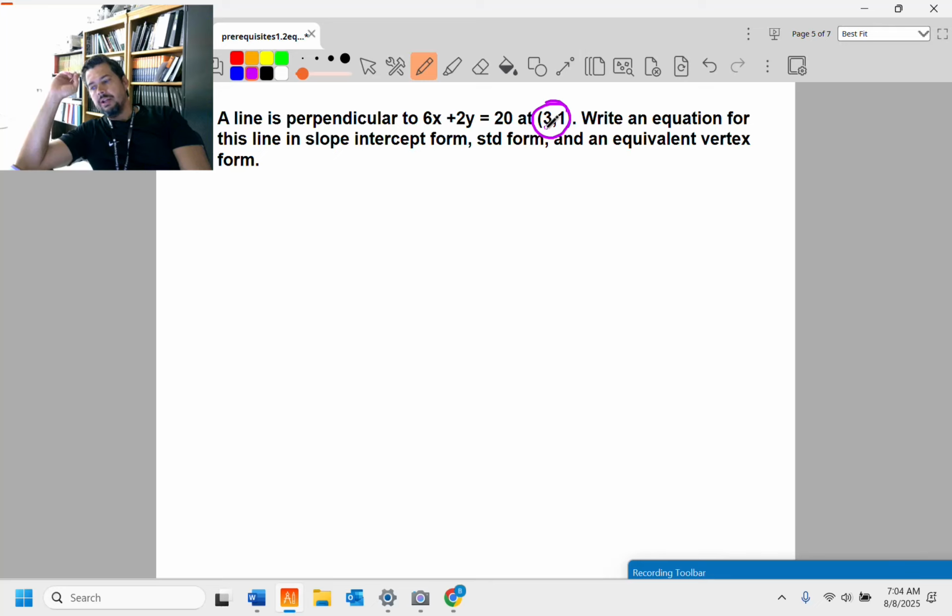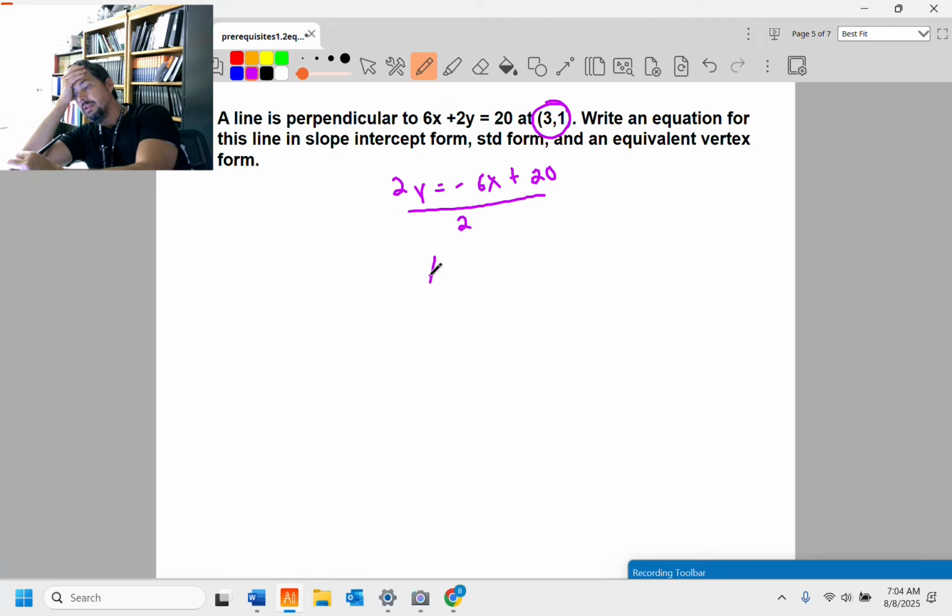So to write an equation of a line, I need to know its slope, and I need a point. And I have the point. So let's go ahead and look at the given line real quick, and let's modify it to look like y equals mx plus b so that we can steal its slope and manipulate it and end up with our desired slope. So I subtracted 6x from both sides. Now I'm going to divide everything by the 2. And the original line in slope-intercept form is y equals negative 3x plus 10. So the original slope is negative 3.